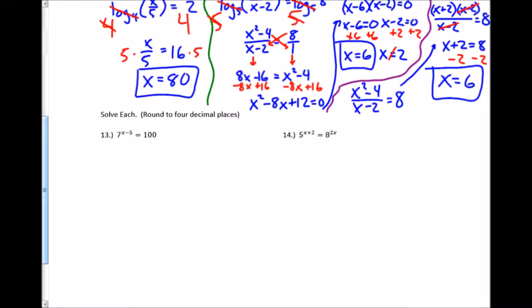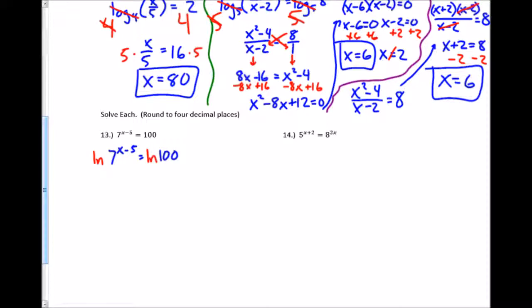And number 13, we want to solve this, and what I'm going to do here, I could take log base 7 of each side, and that's fine, and if you want to do it that way, that is perfectly acceptable. I'm going to go right to taking the natural log of each side. That's kind of the mode that we're in and kind of what we're used to. So I'm just going to take the natural log of each side.